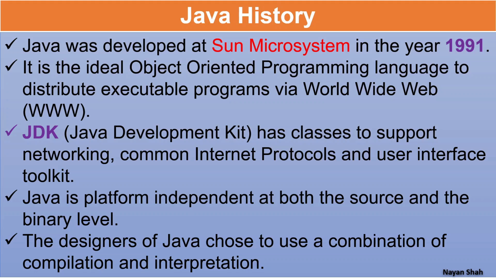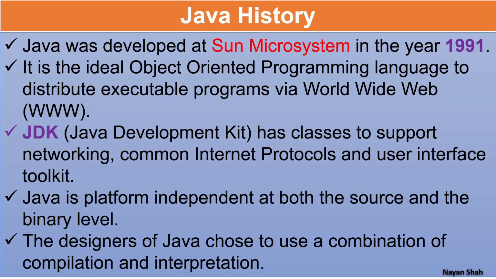The fourth point is very important to understand. It says that Java is platform independent at both the source and the binary level. Most programming at the source level is platform independent, because the source of the program is written in Notepad or any text editor. So it is platform independent. But at the binary level, being platform independent is Java only.